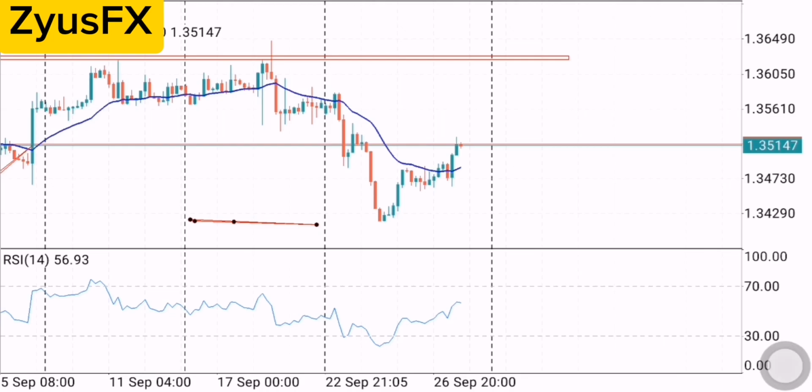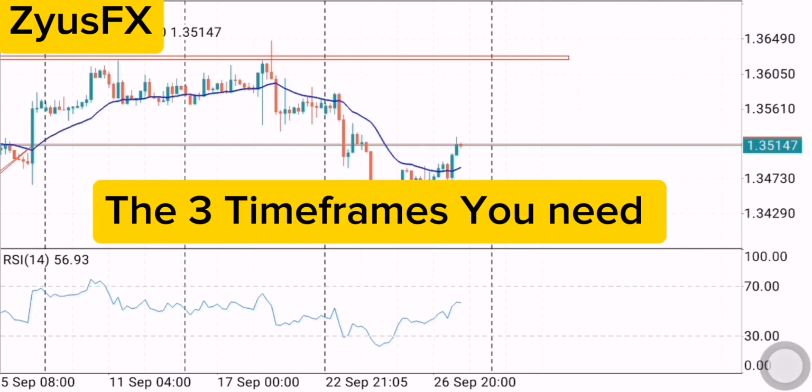So welcome back, traders. I'm going to be sharing with you the 3 time frames you need to be profitable in the forex market. The 3 most important time frames you need to take a trade. So let's get on with it.